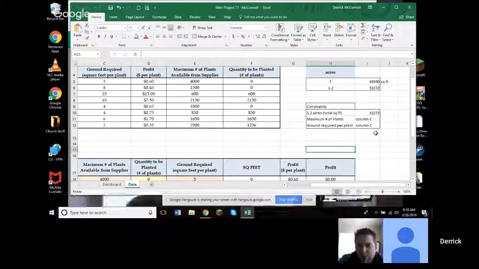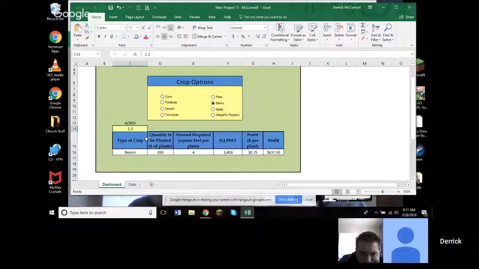So you have your total available square footage, maximum plants, and then the required ground per plant. And then here I just calculated how many square feet per acre. Because the very last step, you have to give them a place that they can change the acreage. So I just made that function there: how many acres times square feet. Cool. So here you can change the acreage and then run the solver.